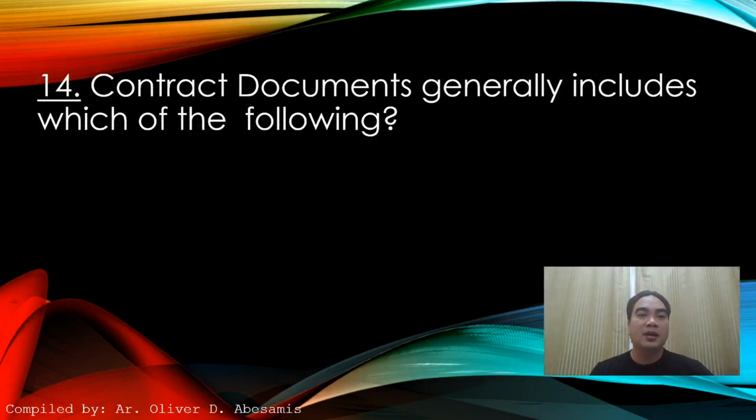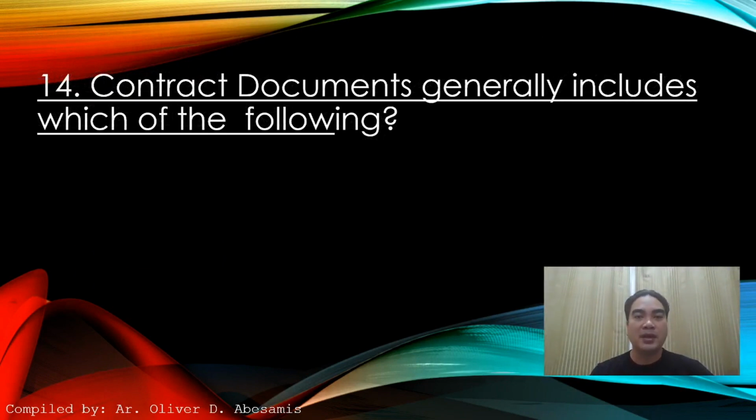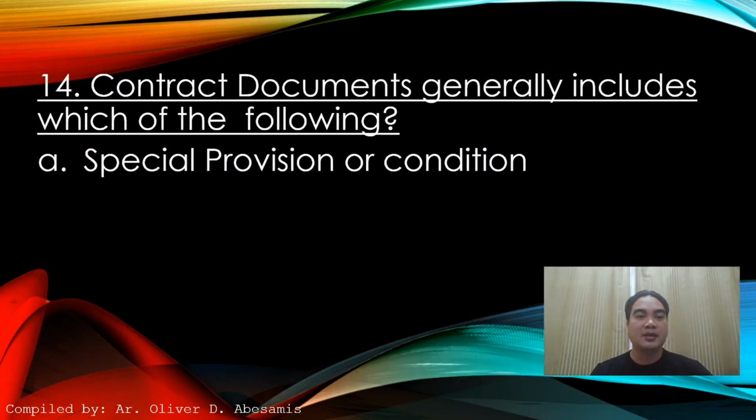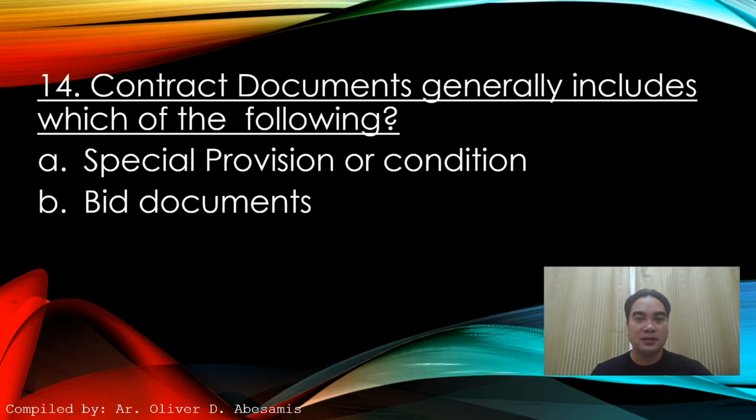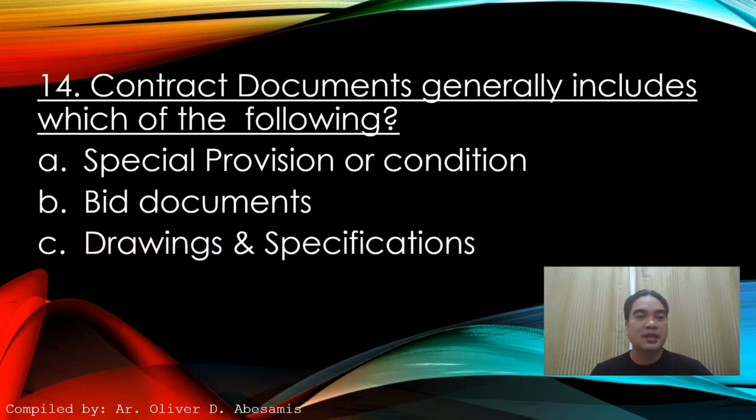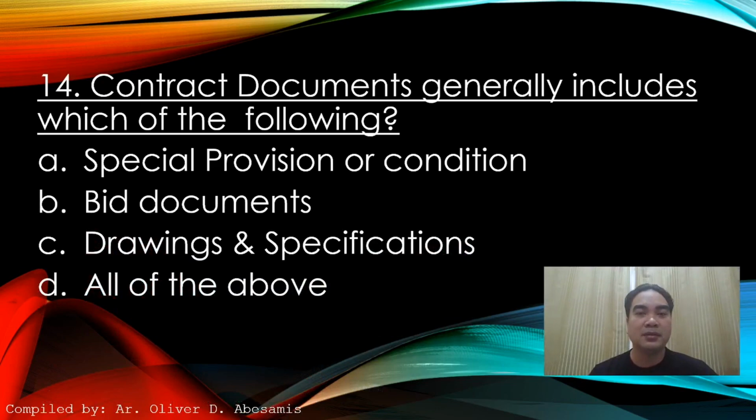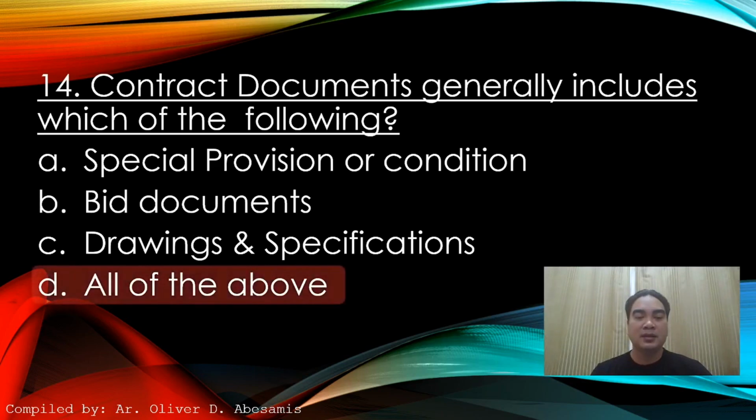Number 14. Contract documents generally include which of the following? A. Special provision or condition. B. Bid documents. C. Drawings and specification. D. All of the above. Answer? D. All of the above.